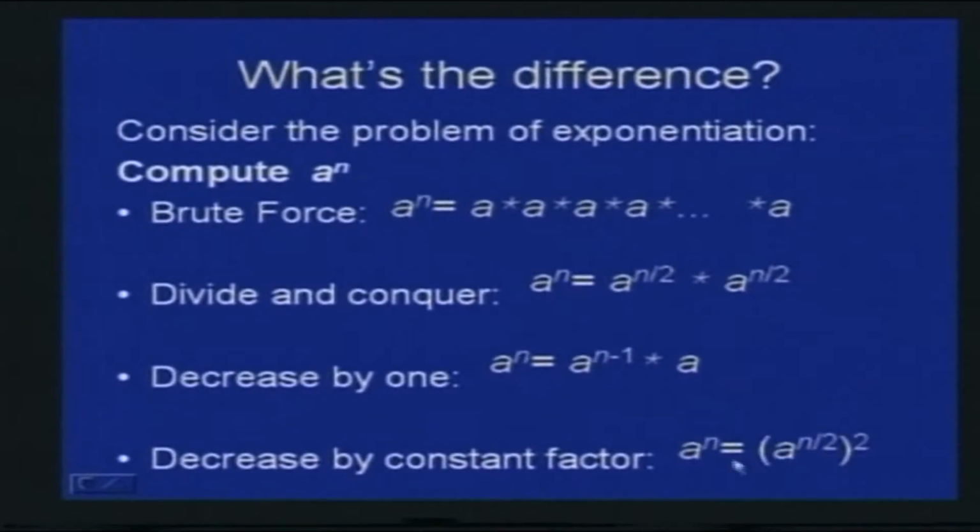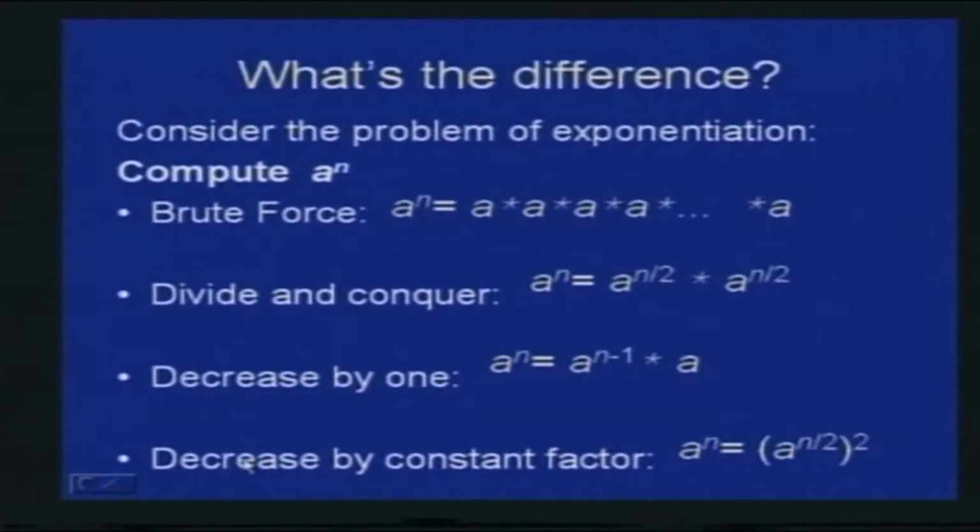Decrease by constant factor: a to the power of n is equal to a to the power of n by 2, the whole square. So, this is where by a constant factor you are trying to decrease. This is a typical example of how the problem of exponentiation is dealt with in an algorithm design sense: by the brute force method, divide and conquer method, decrease by 1 method, and decrease by constant factor method.